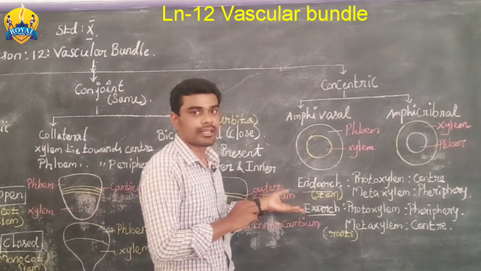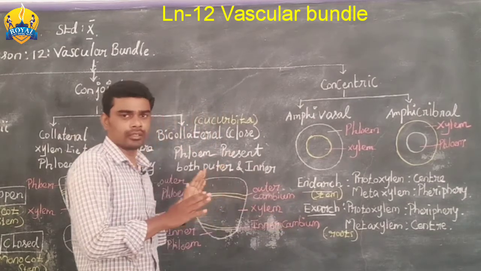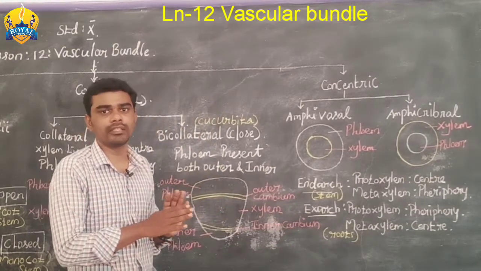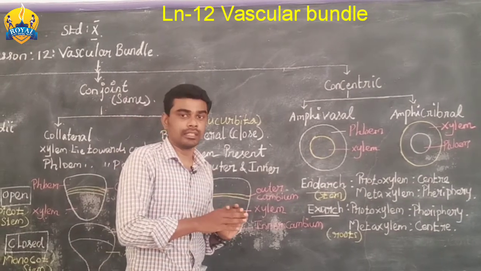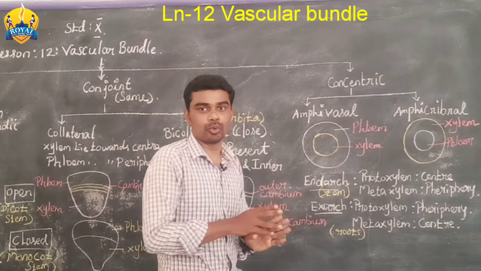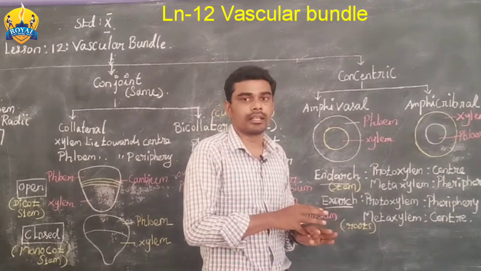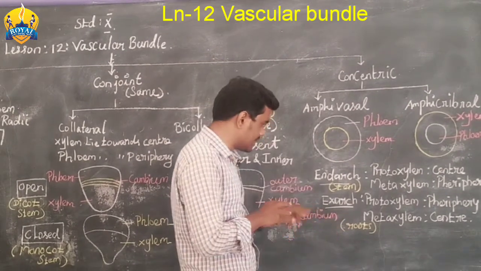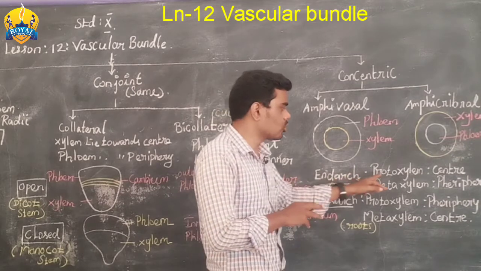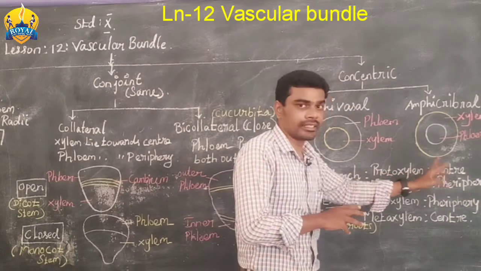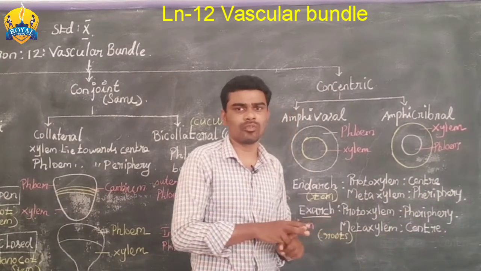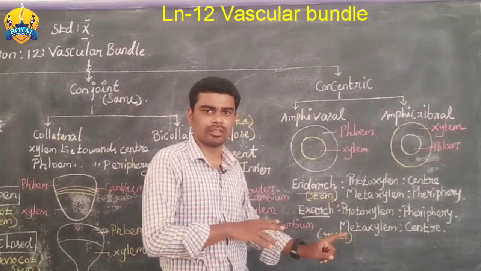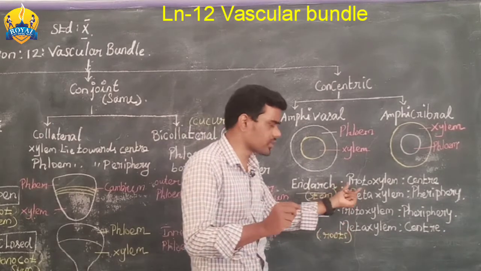And then next, endarch and exarch. It is a common name of the vascular bundle based on the arrangement of xylem and phloem. That is basically two types, endarch and exarch. What is endarch? In endarch, protoxylem is present in the center and metaxylem is present in the periphery. What is protoxylem, metaxylem, sir? I don't know about it.